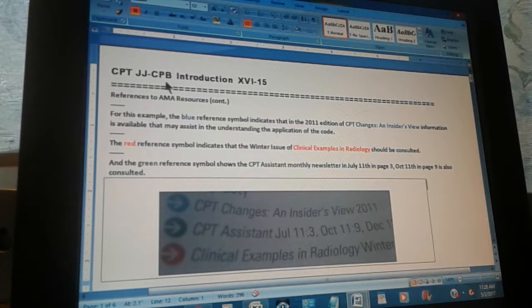CPT coding JJ-CPB introduction, page 16, part 15. References to AMA resources continued.